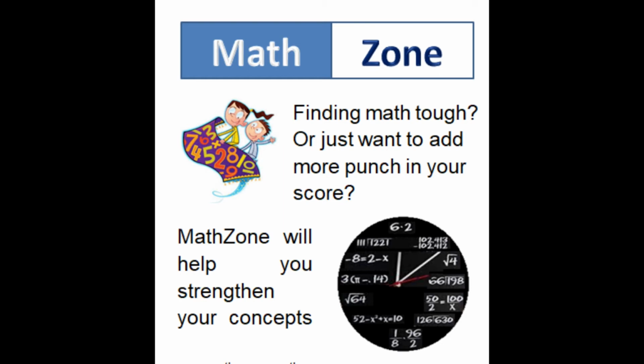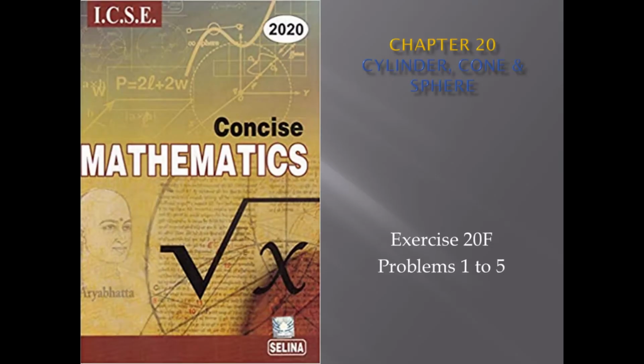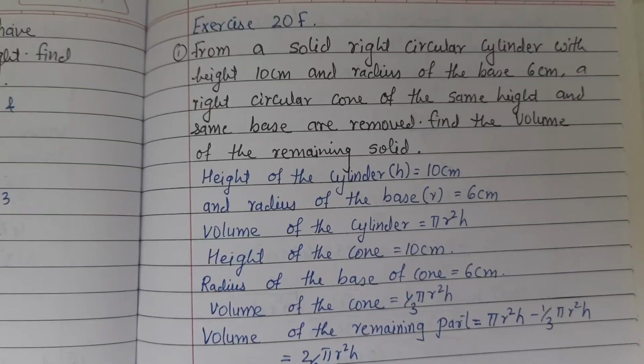Class 10, Chapter 20, Cylinder, Cone and Sphere, Surface Area and Volume. Exercise 20F, sum number 1.